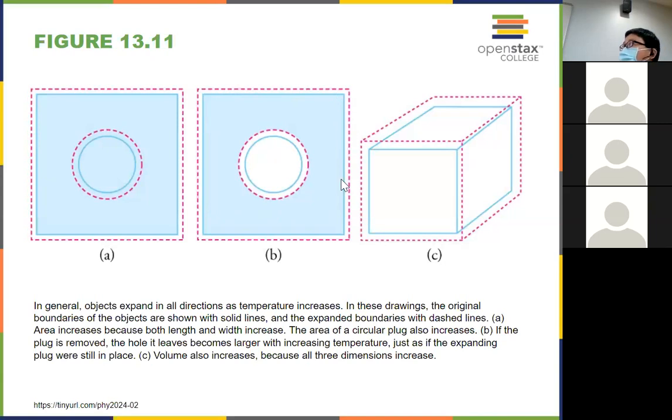All right. Similarly, for a three-dimensional material, for example a cube, if the temperature increases, the cube will also expand, but in three dimensions. Okay.